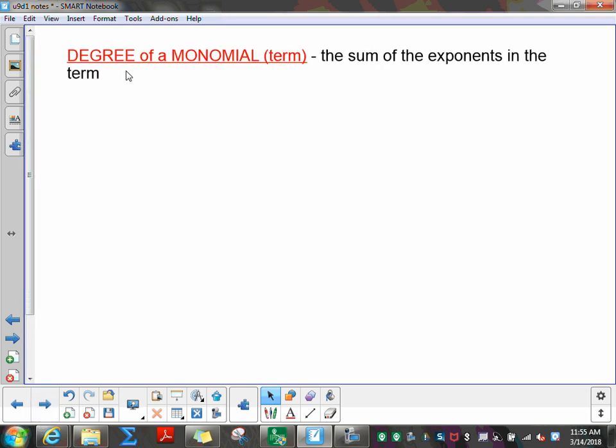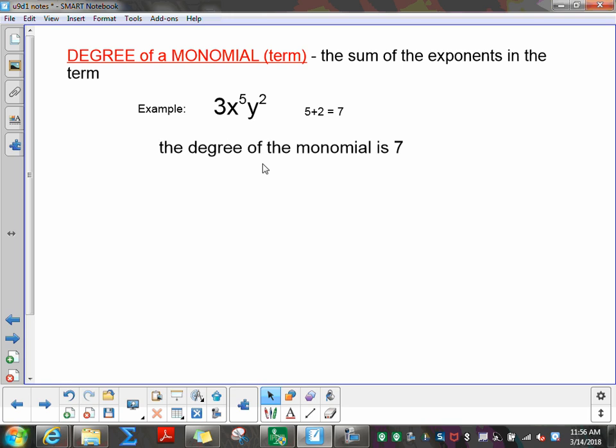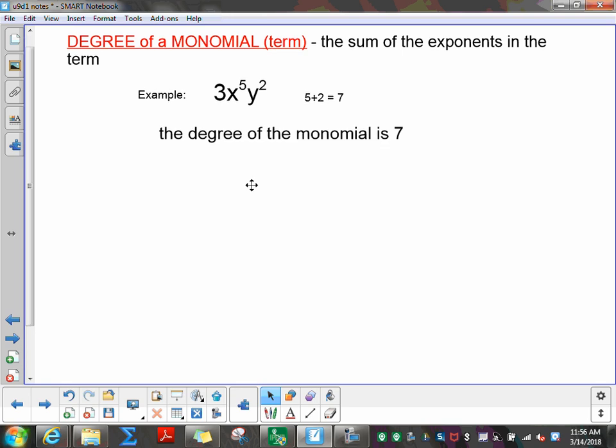The degree of a monomial is basically the sum of the exponents in that term. I know this is kind of all over the place, but it's okay. Here's an example. We have the monomial 3x to the fifth y squared. We add up all of the exponents and we get 7. So the degree of that monomial is 7, okay?